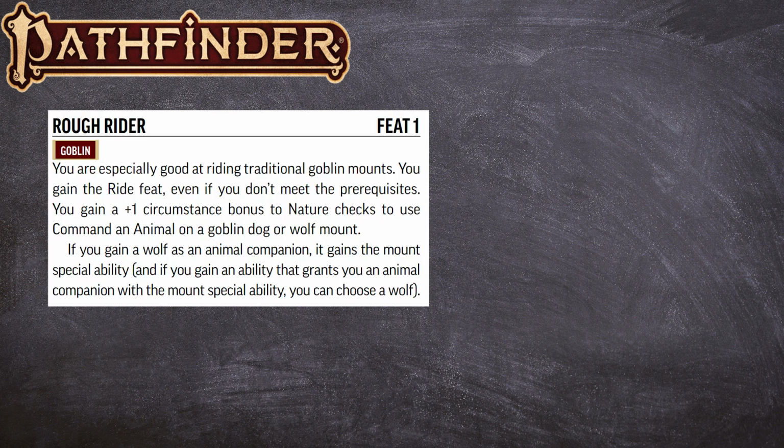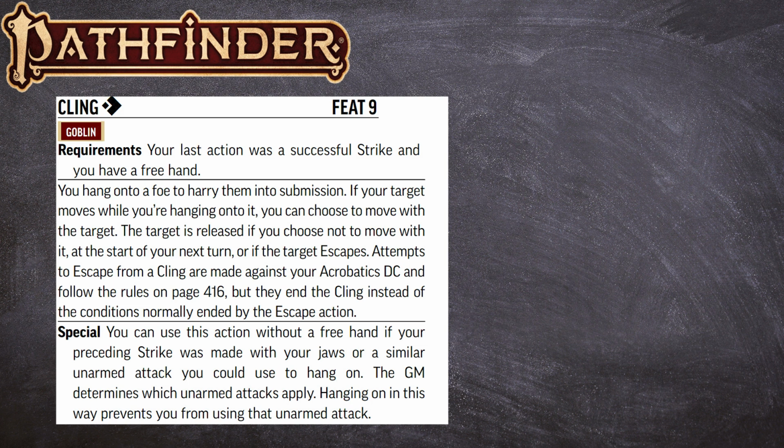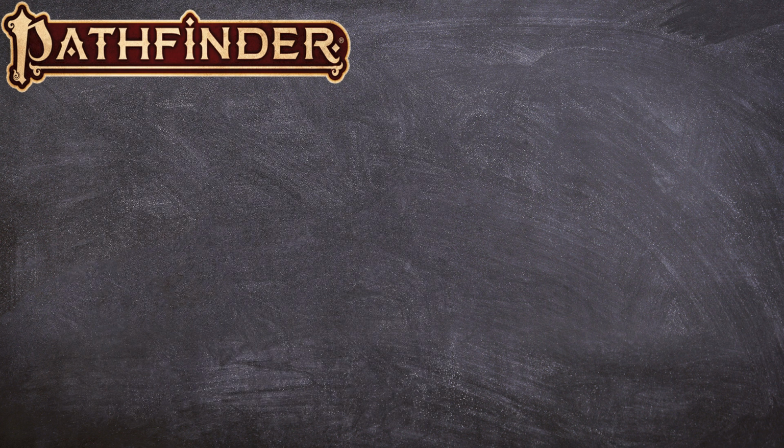All right. Rough Rider seems to just have gotten an additional benefit if you're riding wolves, it looks like. It now says if you gain a wolf as an animal companion, it gains the Mount Special ability. And if you gain an ability that grants you an animal companion with the Mount Special ability, you can choose a wolf. That's really cool. All right. Cling looks like they just clarified. The requirements now say your last action was a successful strike and you have a free hand. So you can't be dual wielding and cling on to someone. That makes sense to me.